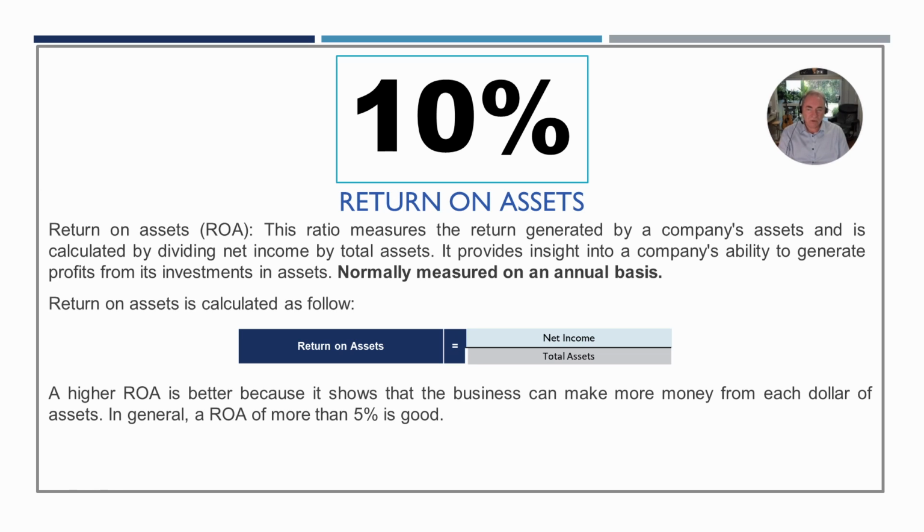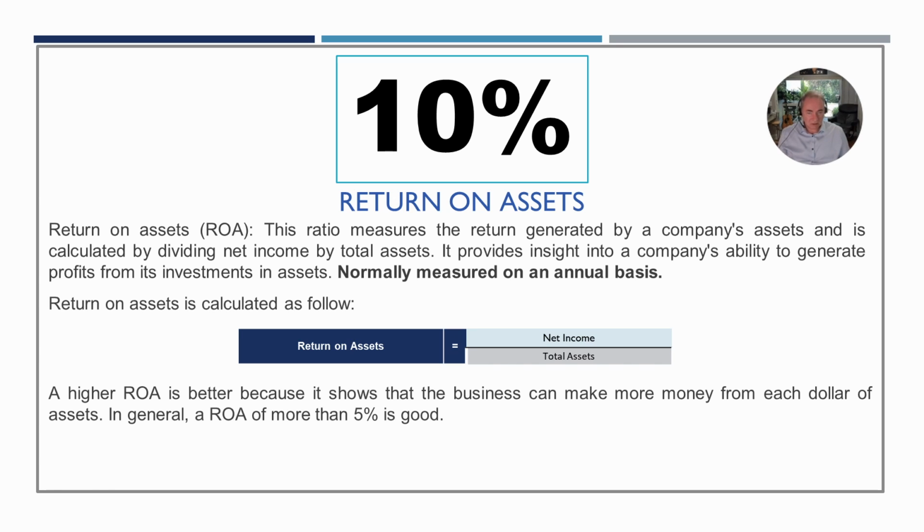And the last one we'll look at here is return on assets. So the return on assets, or ROA, is a ratio that measures the return generated by a company's assets and is calculated by dividing the net income by total assets. Okay, and it depends, again, each business is different in how it uses and deploys the assets that it has, but it can be a very important number to look at.